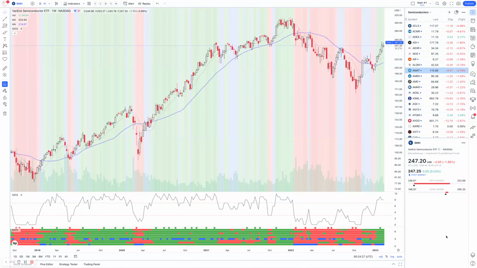So currently we're on a SATA score of an 8. As you can see, this has been improving. We're back to levels that we haven't seen since late 2021, which was obviously at the top. But generally, once we get above a 7, it does tend to hold above there, with a few dips back below into the middle ranges.